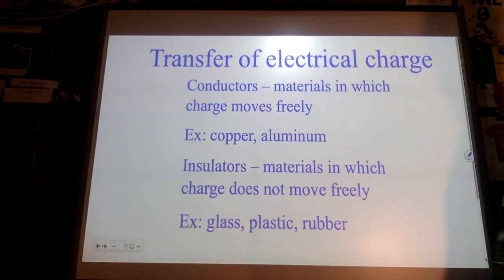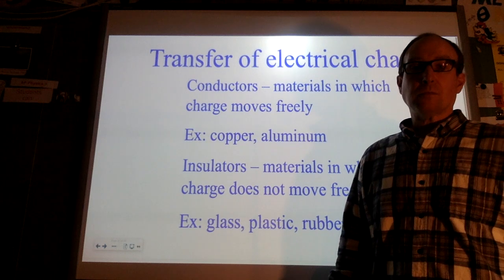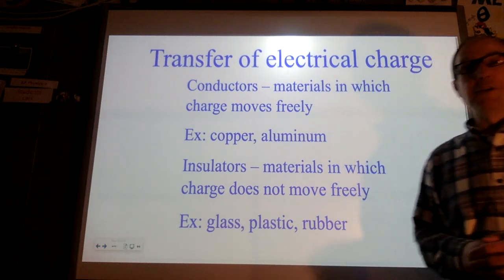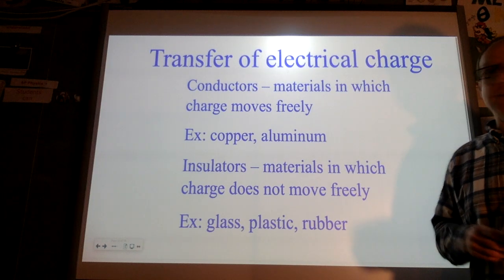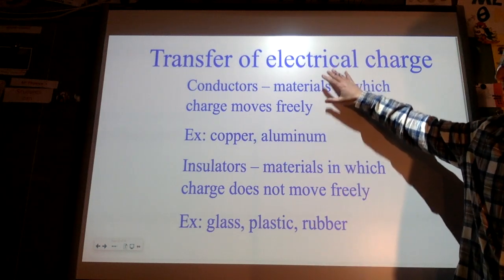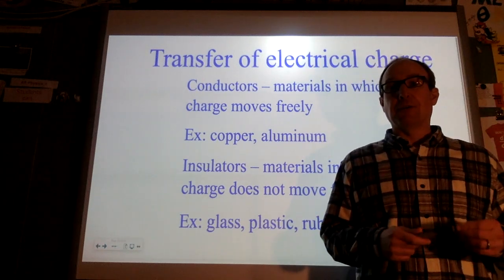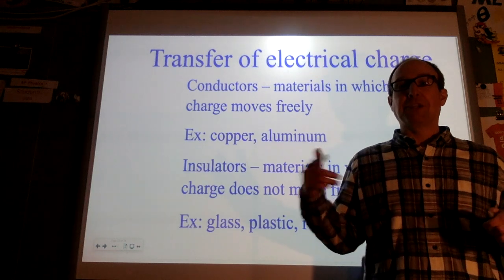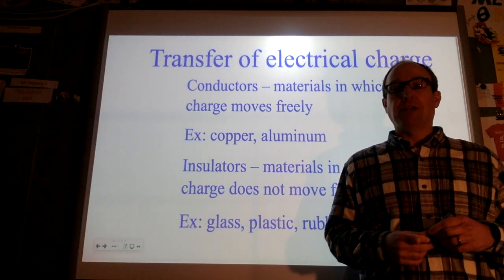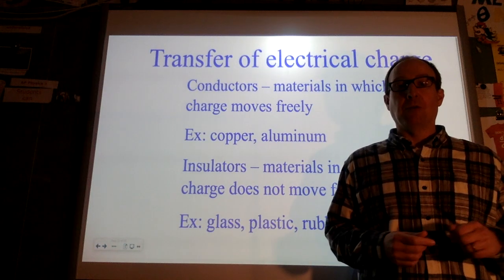So we can transfer this electric charge in a number of ways. And we can do it in different ways for conductors and for insulators. Conductors are things that are typically metals. In the outside of metals, the atoms next to each other will freely exchange electrons back and forth. And so it makes sense that we could get them to flow if we give it some kind of potential in one direction.